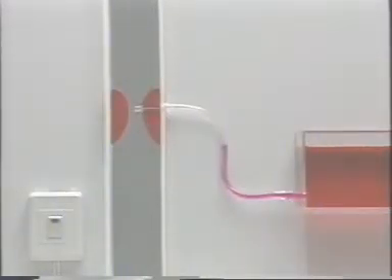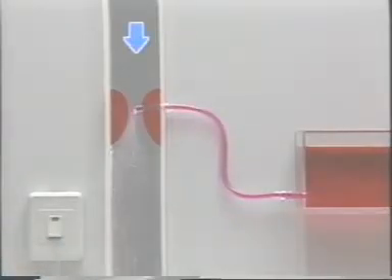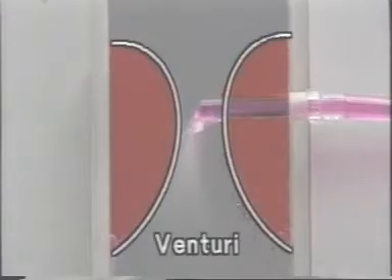Now, let's narrow down the mouth of the tube to speed up the airflow and see what happens when we try it again. As you can see, the liquid is atomized, that is, changed into a mist that can be blown out through the pipe more easily. This is basically how a carburetor works. The portion that was made narrower to speed up the airflow is called the venturi.